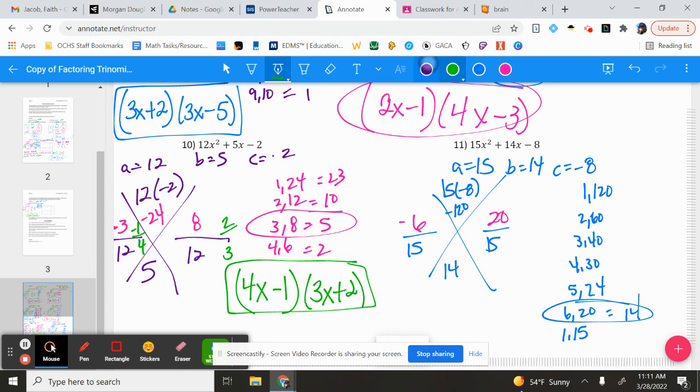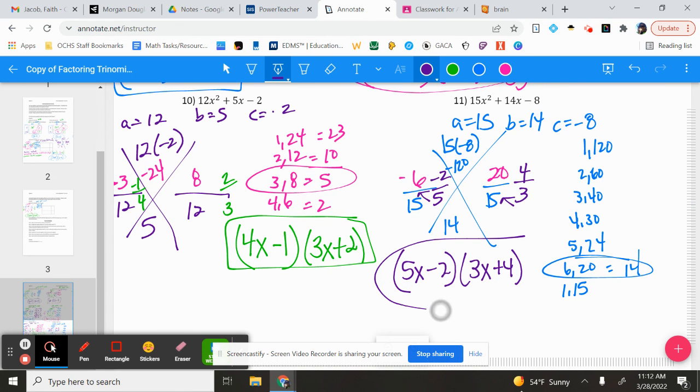So when I get ready to reduce these, 3 will go into both 6 and 15 to give me negative 2/5. And 5 will go both into 20 and 15 to give me 4/3. Swing back, 5 becomes the coefficient of the variable, negative 2 becomes the constant, and 3 becomes the coefficient of the variable, and 4 becomes the constant. And this is how we find the factors using the bottoms-up method.